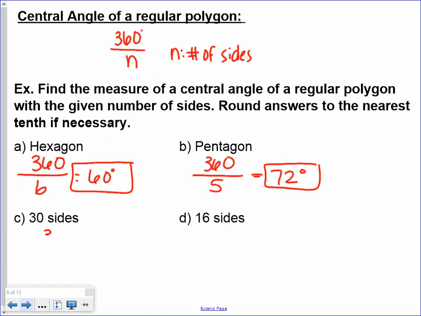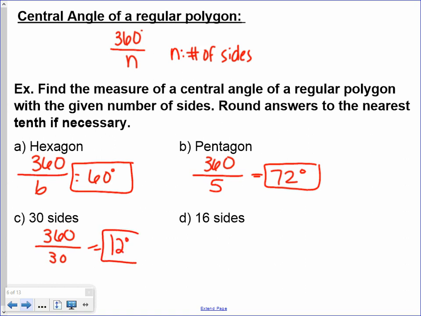Okay, 30 sides. So again, the more sides it has, the smaller that angle is going to get, because the smaller your little slices of the pie would be. So if it has 30 sides, that central angle is probably going to be pretty small, which is okay. 360 divided by 30 is what? 12 degrees.